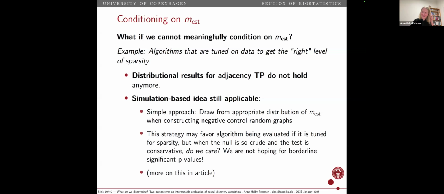But I also want to reiterate a point I made just before. When we have such a crude null hypothesis and we have a conservative test, do we really care if we favor a little bit the algorithm that we're trying to evaluate? Because we're not really hoping for something that's borderline significant here. We would like to do markedly better than random guessing. Otherwise, it feels like it's a waste of time applying these methods. I write a little bit more about this in the article and about how you might do it in practice. So there's an example of that.